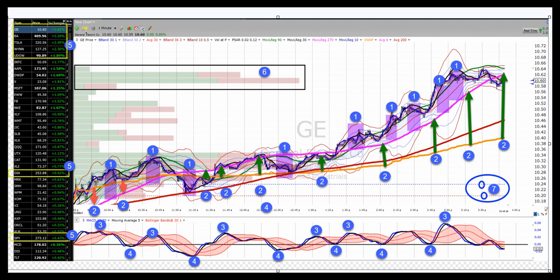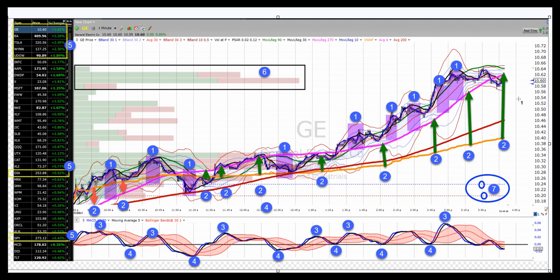So today we're taking a look intraday at GE, 1 minute chart. Our friend Bob Ruck called this one the measle chart. So number one, what I want you to notice are all these purple highlights.